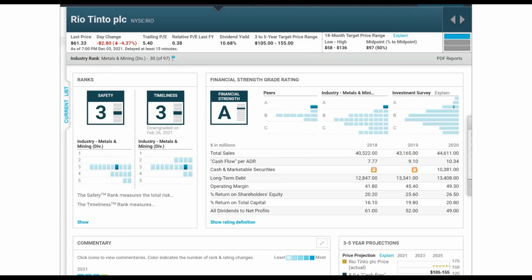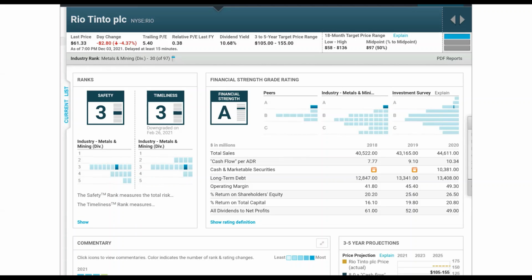They also do this new thing where they're expecting a price target for this $60 stock to be $105 to $155 in about 3, 4, or 5 years from now. Then they will average that target price and calculate what they believe it would be in about 18 months. If I averaged 105 and 155, that 50% midpoint would be $97, and they're expecting in about 18 months it could be as low as 58 or as high as 136.